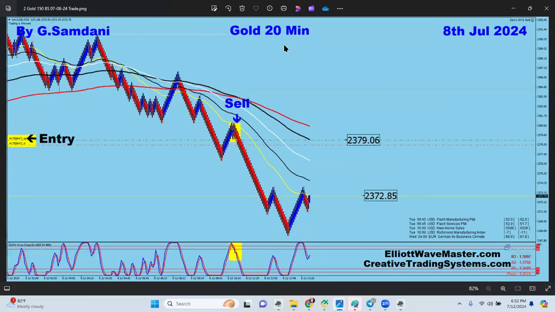Second trade was gold, small trade. As wave 4, I was expecting it to go down before wave 5 going to the upside. So from going down for wave 4, this is the small trade there.